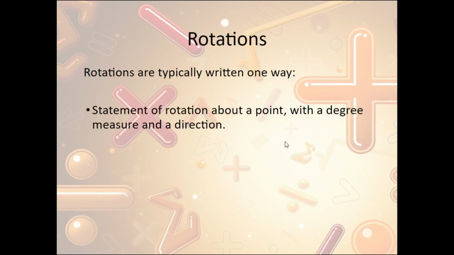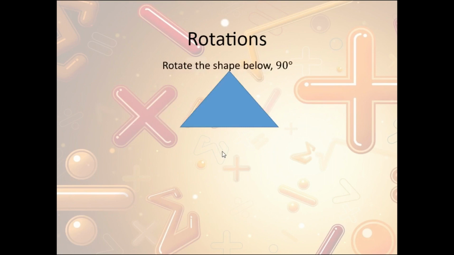So rotations are typically only written in one way. It's a statement about a point, and for everything we do, it will always be the origin, and then it's going to give you a degree measure. So how far are we rotating? We're rotating 90 degrees, 180 degrees, etc. And then it will tell you a direction.